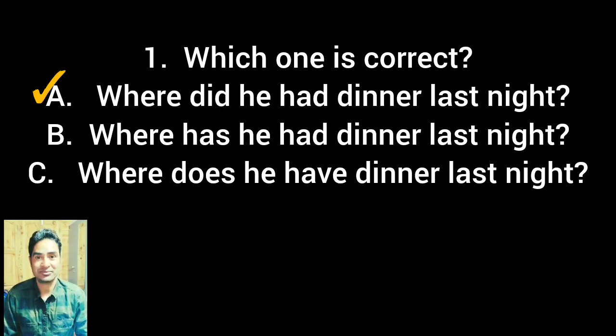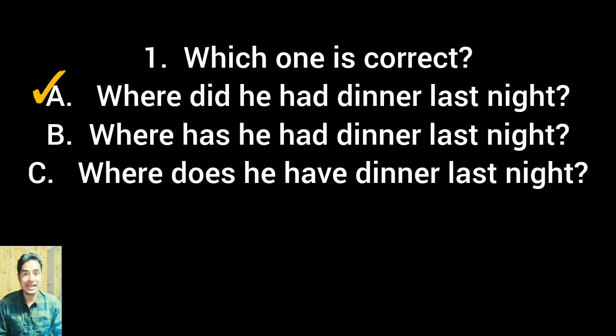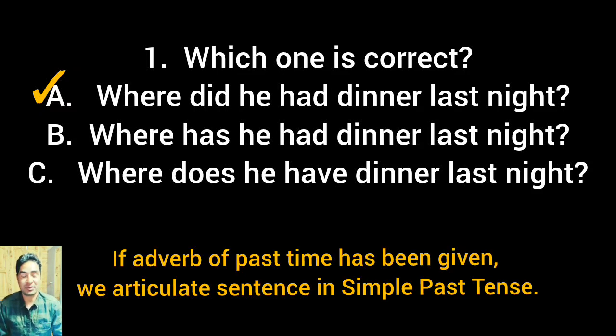But why? Many students get confused between two tenses, past indefinite tense and present perfect tense. Both of the tenses are used for things that happened in the past. However, here an adverb of past time has been given. That's why we have to form this sentence in the past indefinite tense. Last night is an adverb of past time. Therefore, A is the correct answer.